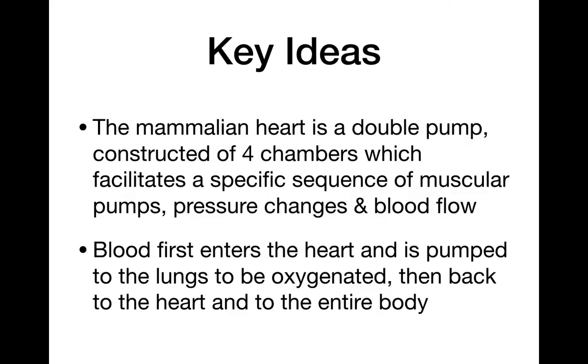Okay, so here are your key ideas. The mammalian heart is a double pump constructed of 4 chambers, which facilitates a specific sequence of muscular pumps, pressure changes, and blood flow. Blood first enters the heart and is pumped to the lungs to be oxygenated, then back to the heart and to the entire body. So the sequence of that flow is important as well.